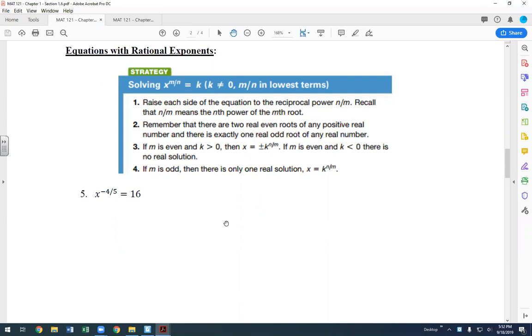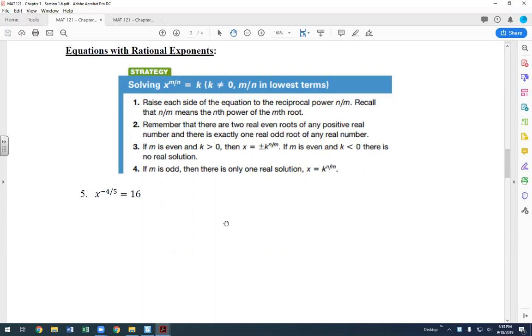Now they're saying, remember that there are two real even roots of any positive real number, and there is exactly one real odd root of any real number. So what does that mean? If I have a positive real number and you take an even root of it, so you're taking square root, fourth root, whatever, you're going to get two answers. Because remember with square roots, we always get one positive, one negative, so that actually translates to all even roots.